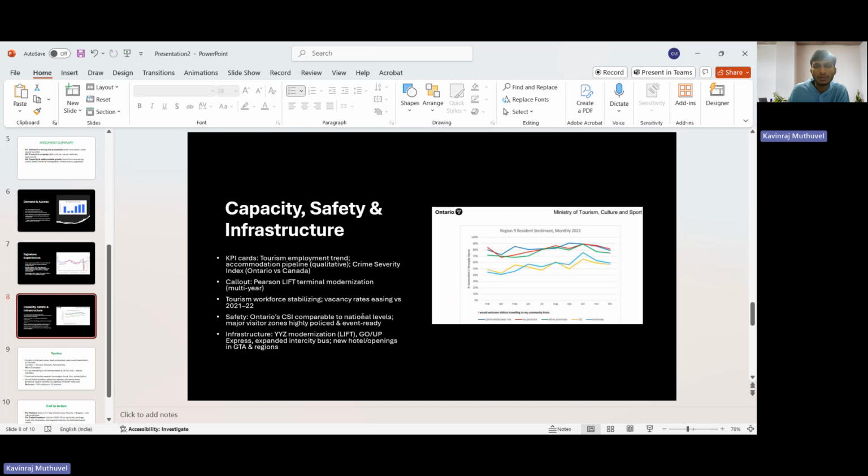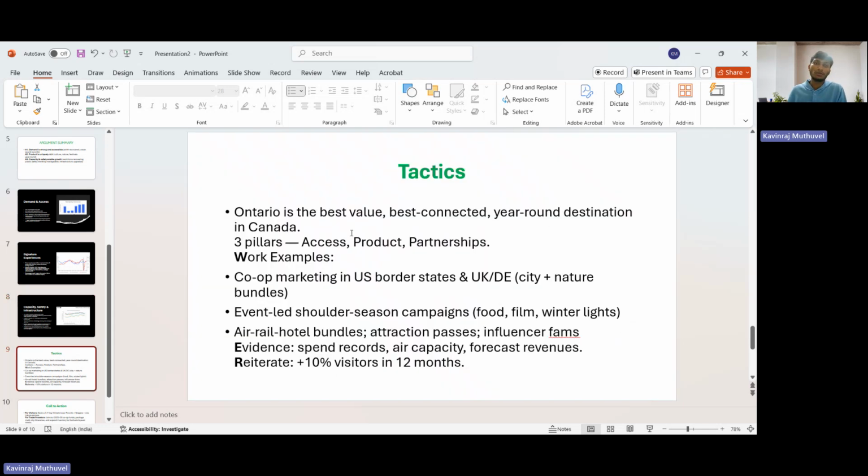Ontario's crime severity index is comparable to national levels, with major visitor zones and highly polished, event-ready infrastructure. Toronto modernization, GO Express, expanded intercity bus, and new hotels and openings in the GTA and regions will attract visitors from all over the world. Ontario has the best value, best connected year-round destination.